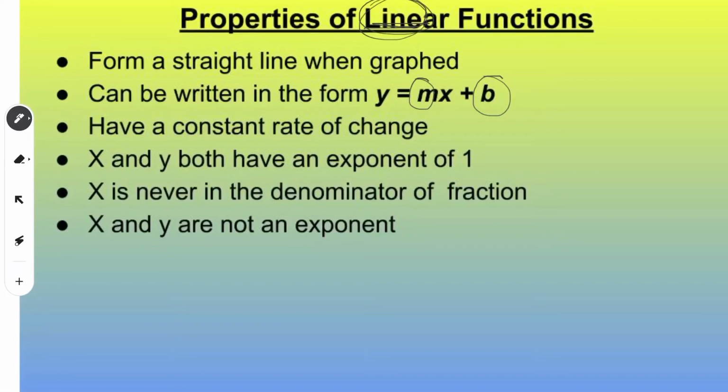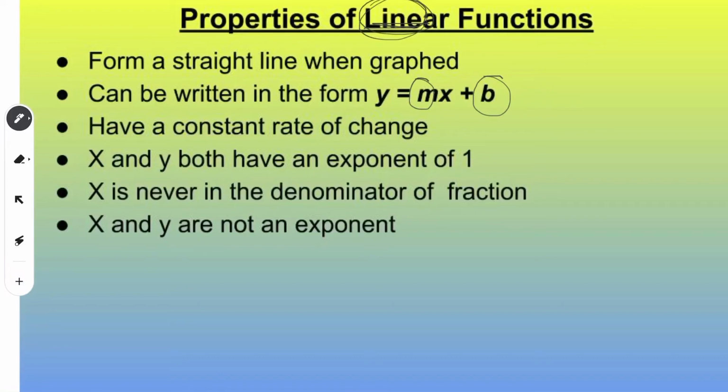Our third bullet point, linear functions have a constant rate of change. So when you're given a table and you're trying to determine if it's a linear function, you see if the table has a constant rate of change. Is it growing at the same rate throughout the whole table?